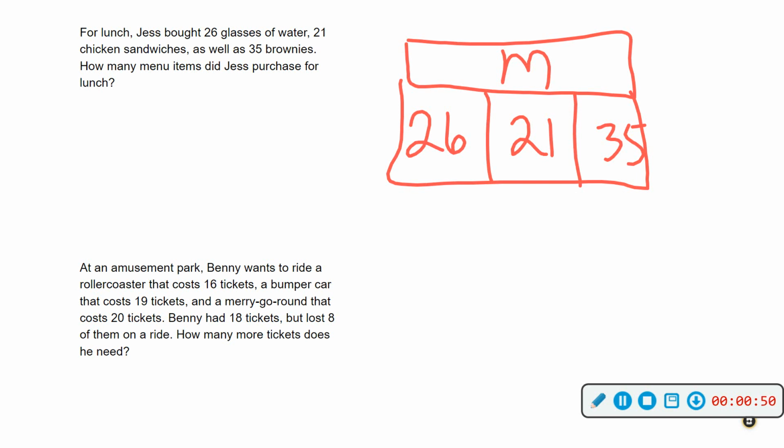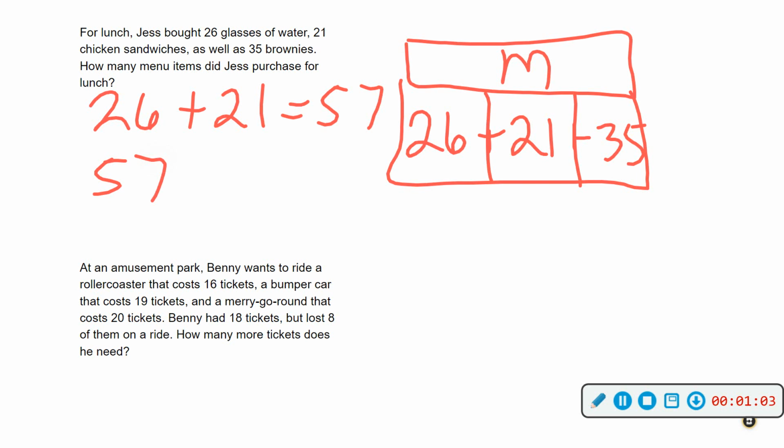Our equation would be adding up all of her purchases, which would be 26 plus 21, which is equal to 47. And it would also be 47 plus the last purchase of brownies, which is 35, and that would give you the total amount that she needs.